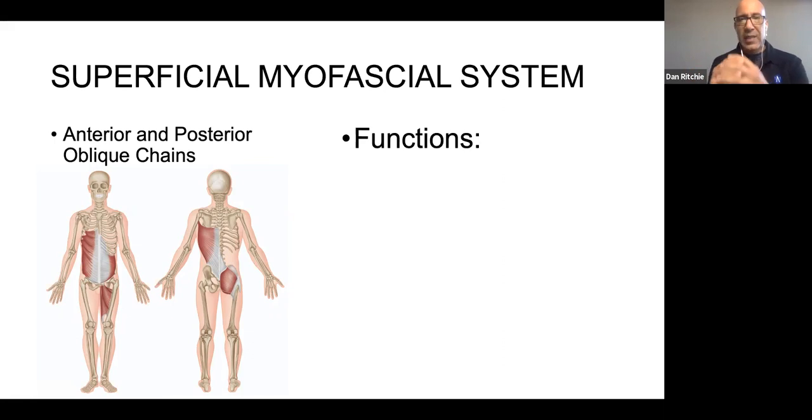However, remember, you need the deep myofascial system to set up that thoracopelvic cylinder and to maintain that alignment, so that these longer chains of muscles, these superficial myofascial chains, can produce the torque to create rotation, and ultimately control the amount of torque and rotation that's happening as well. So they function to stabilize. These are the big stabilizers of the body.